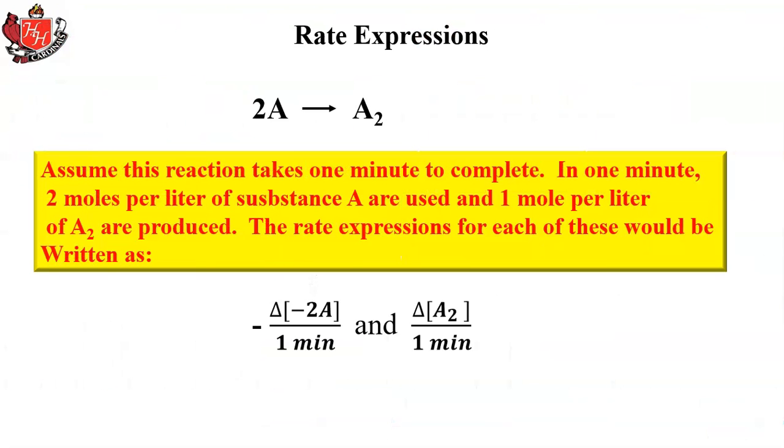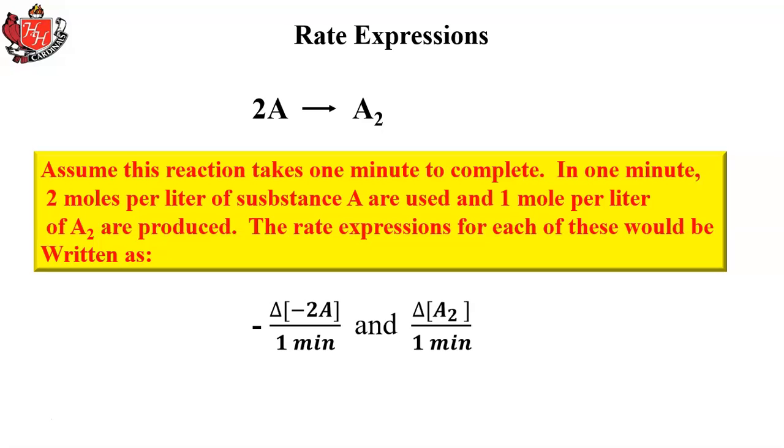Okay, so let's talk about a rate expression and how you can use it to figure out the rates of different reactants or products. So assume that this reaction takes 1 minute to complete. So it's just a simple reaction. It's 2A gives you A2. This could be, for example, hydrogen. You could take two hydrogen atoms and combine them to make an H2, a hydrogen molecule.